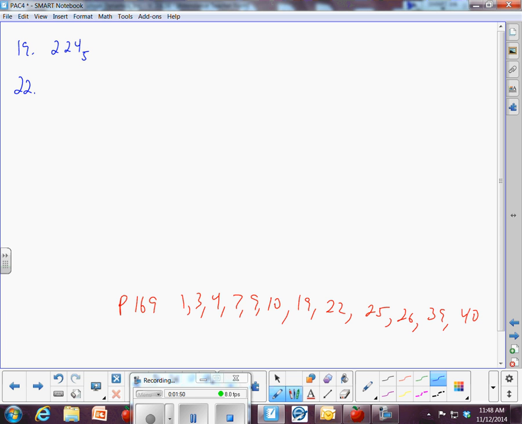Number 22. 3, 1, 3, 2, base 5. Number 25, it looks like 1 and 4 zeros, 1, 0, 0, 0, 0, base 2. Is there 4 of them? 1, 2, yeah, 4 of them.